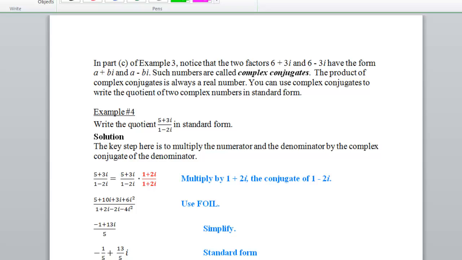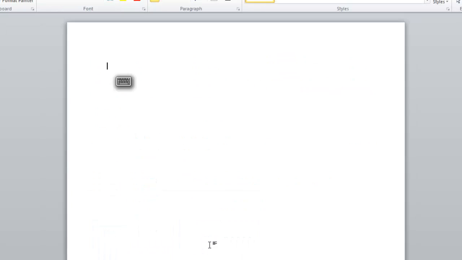In the last video, we introduced the idea of a complex conjugate to you. It's a situation where we have two binomials that have the same terms but opposite signs. So what I want to do is quickly go back and review and show you some times where you've actually seen conjugates before.